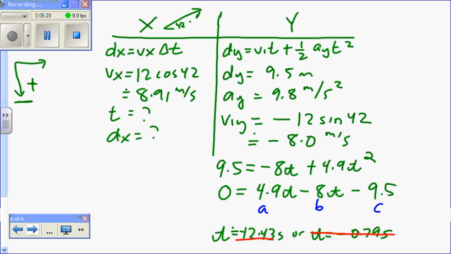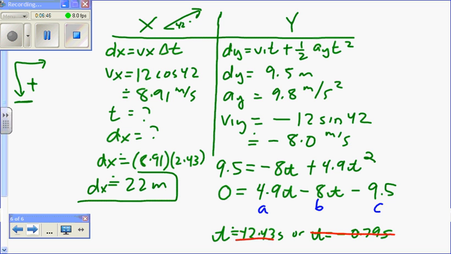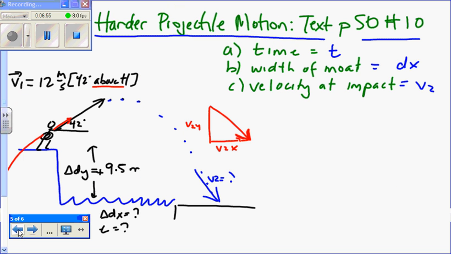So now we can solve for dx. Dx equals 8.91 times 2.43, and the moat has a width of 22 meters. Okay, no decimal places because there were no decimal places given in the initial 12 meters per second. Okay, so that's part A. We've done part A and part B. We got 2.43 seconds here, and here we got 22 meters.